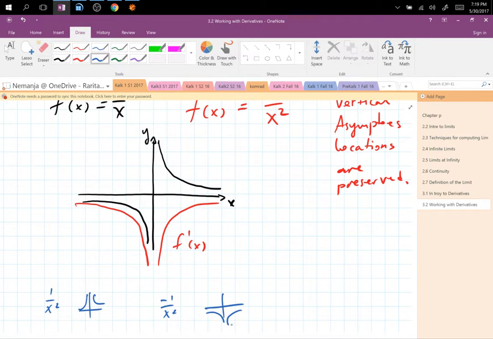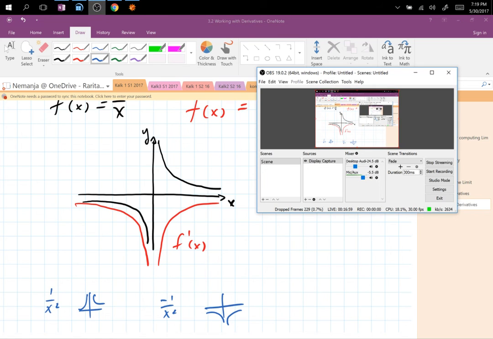So that's the graphical connection between the graphs. Now we know the tangent line, and we know how the graphs of both of these work together. So that's the end of this lecture. We'll talk more about derivatives, obviously, next class. We'll have the review. Let me just shut off the stream.